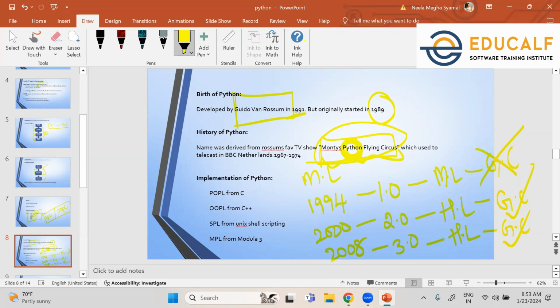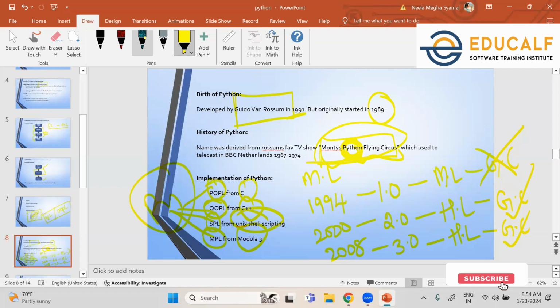And the implementation also: functions concepts from C, object oriented, that means OOPS concepts from C++, dynamic data type and interpretation concepts from shell scripting, modules concepts from Modula-3. In that way, he considered the different essences from different types of programming languages and built Python.